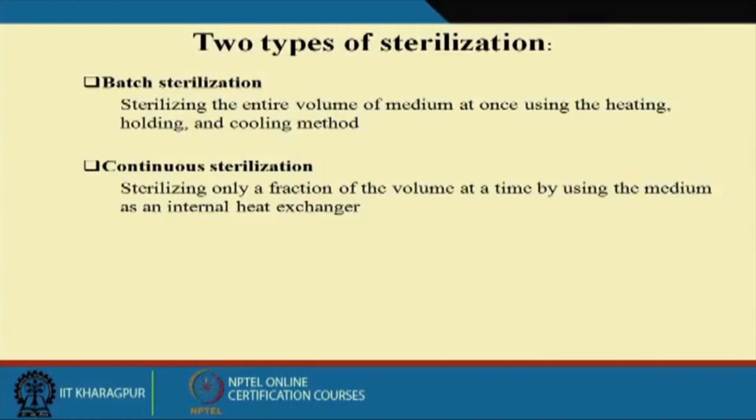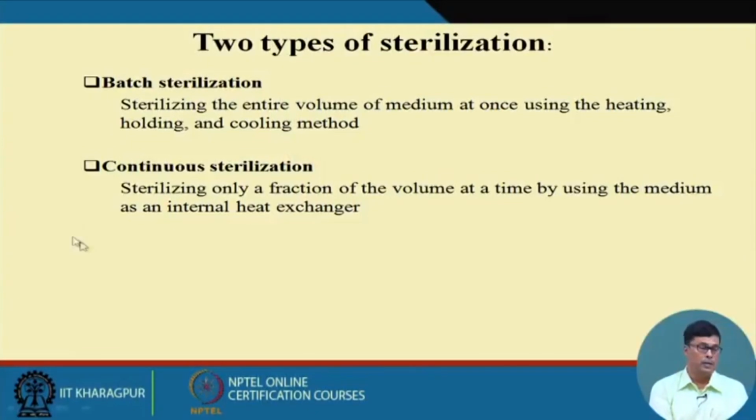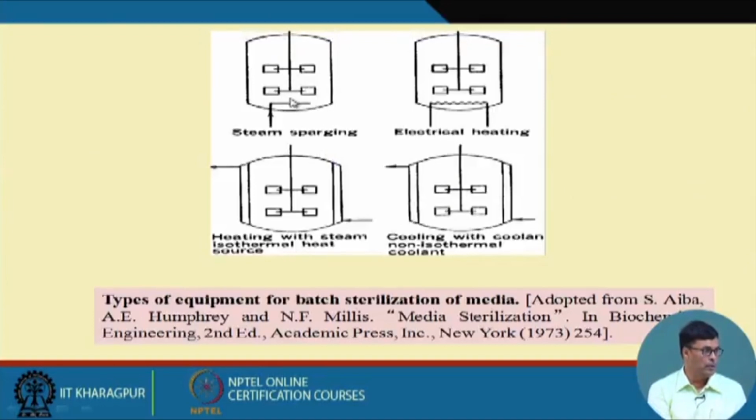Now, we have two types of sterilization in the industry. First, we have batch sterilization: sterilizing the entire volume of the media at once using heating, holding, and cooling methods. So this is the media, and you can pass steam like this, or you can electrically heat it, or you can have a jacketed vessel, whatever you can. So you can do the sterilization like that. This is called batch sterilization.